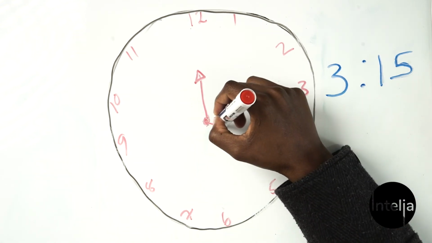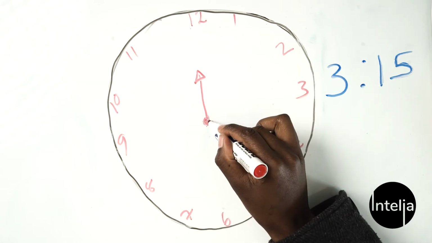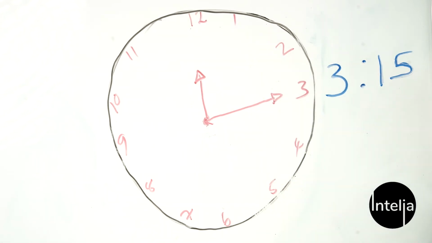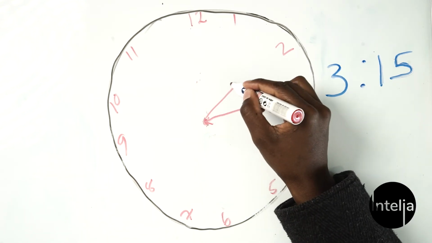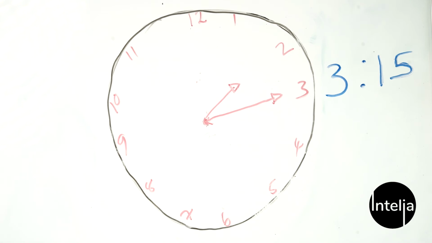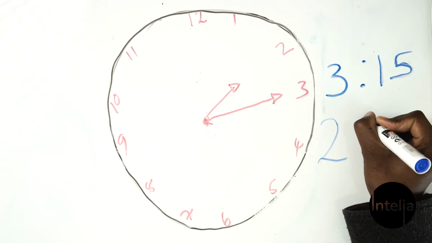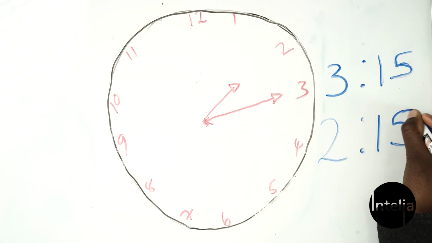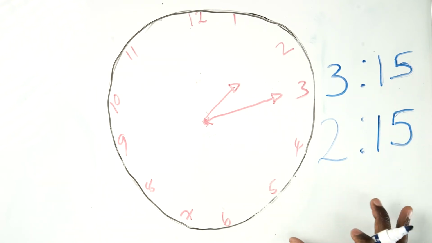The minute hand is still pointing at 3, and then the hour hand is pointing at 2. Our time is 2:15. So you write it like this: 2, our 2 dots here, and then 15, like this. This is 2:15.